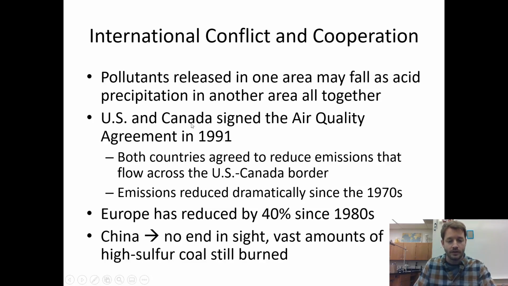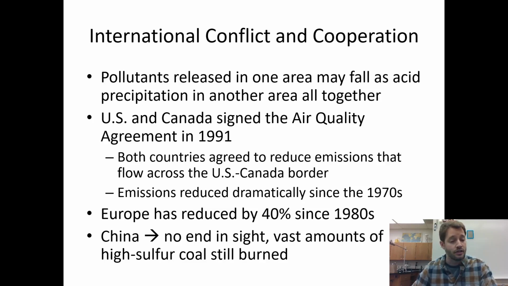So the US and Canada signed the Air Quality Agreement in 1991. Both countries agreed to reduce emissions that flow across the US-Canada border. Emissions have been dramatically reduced since the 1970s, and Europe has reduced by 40% since the 1980s.